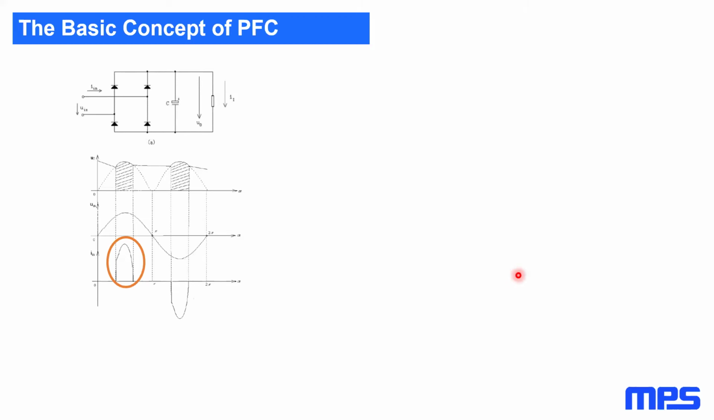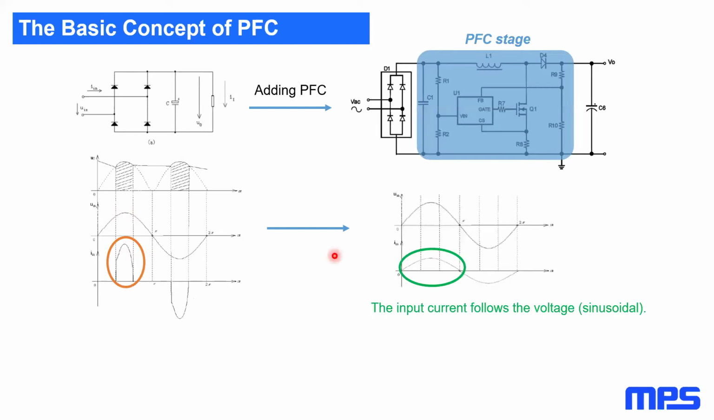So if we take this generic power supply with its input rectifier stage, then again, you have the sinusoidal input voltage, but just a short conduction for the input current. And we add PFC to it. So let's say we add this PFC stage in between the bridge and the filtering capacitor. Then what this stage does is to force the input current to be sinusoidal. So that's really the goal and the real concept of power factor correction.